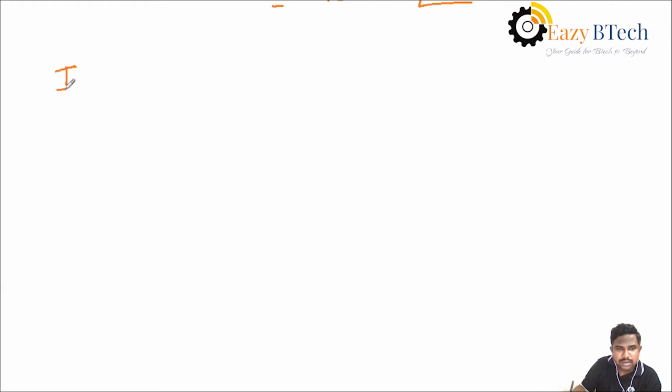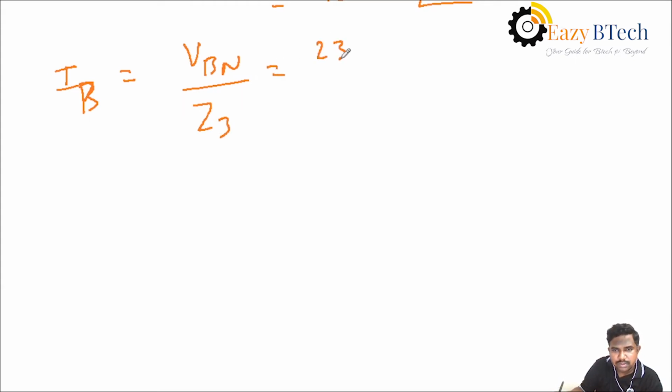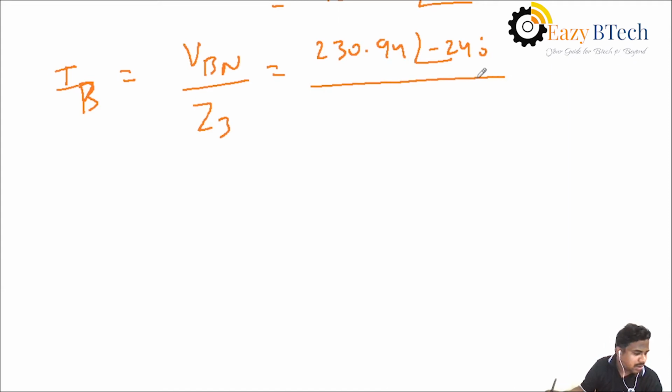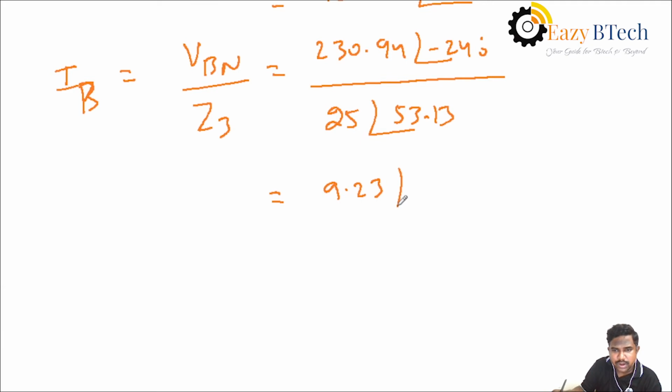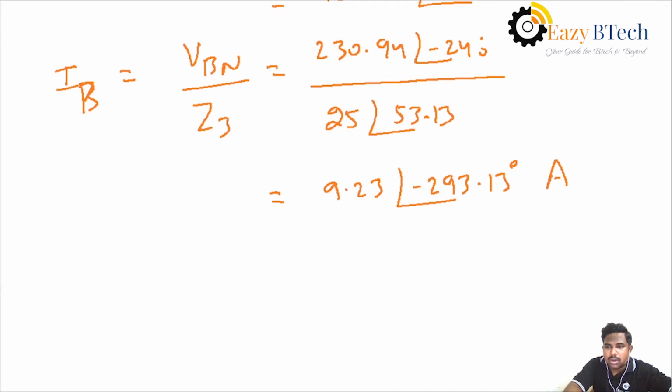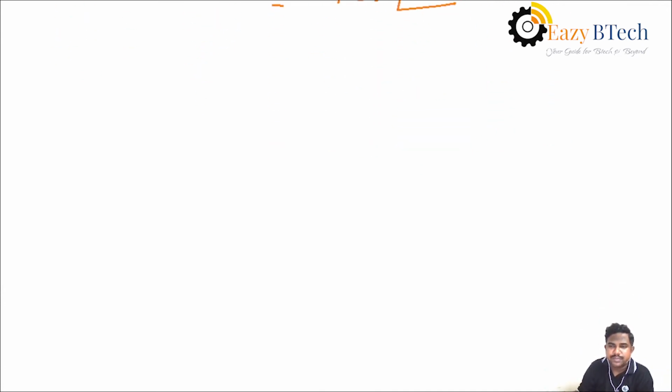In the same manner, for the other line current IB, the voltage for B phase is VBN divided by the impedance value Z3. VBN is 230.94 at an angle 240 degrees, divided by Z3 in polar form, 25 at an angle 53.13. Simplifying the division, you will get 9.23 at an angle minus 293.13 degrees amperes. So these are all three line currents IR, IY and IB.